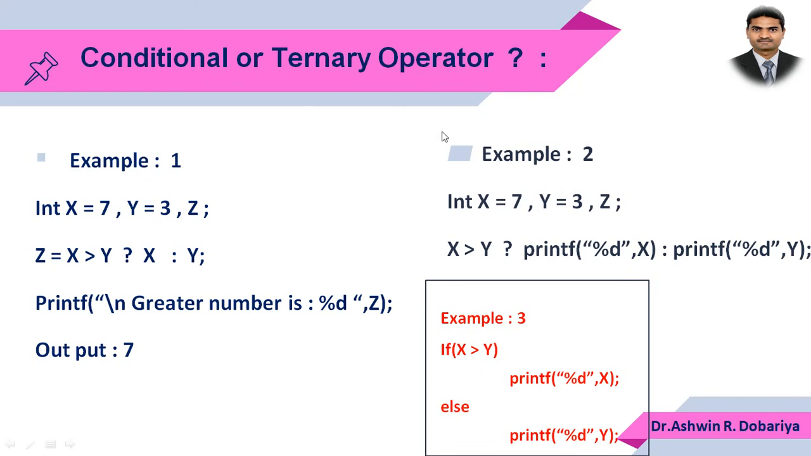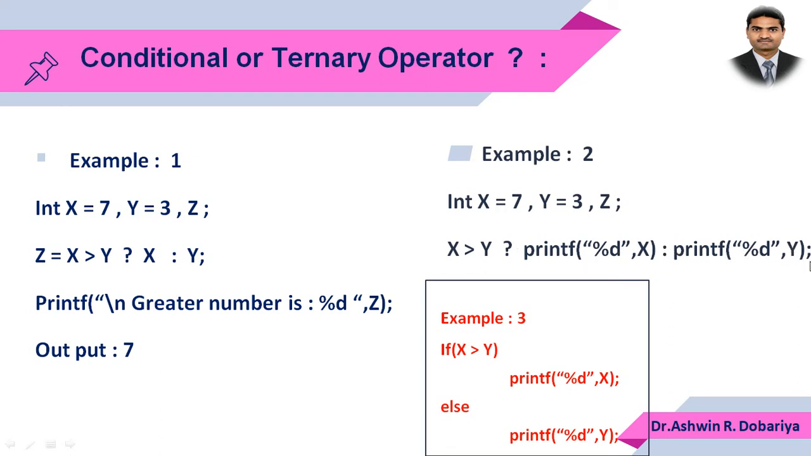Now let's see another example of the conditional operator. Suppose the value of x is 7, the value of y is 3, and z. So instead of returning a value to any other variable, we can write a printf statement inside the ternary operator. We can write the statement like x greater than y. This is the first condition. If this condition becomes true, then it will evaluate after the question mark. So it will printf %d x, then it will display the value of x. Otherwise, if the condition becomes false, then it will display the value of y.